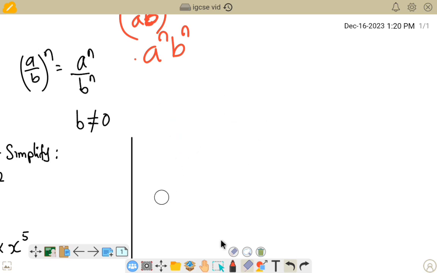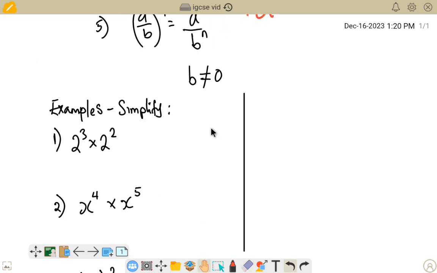So we'll move on to the next aspect, which is examples based on the laws that we just looked at. If you look at these simple examples here, you have 2 raised to the power 3 times 2 raised to the power 2. You can see that the bases are the same, 2, 2. Then the powers 3, 2. So just pick one of the 2's, the same base. Then you have 3 and 2. What's in the middle? Times. So that means you are doing plus, because in indices, multiplication stands for plus. So you add the powers. That will be 3 plus 2, that's 5.